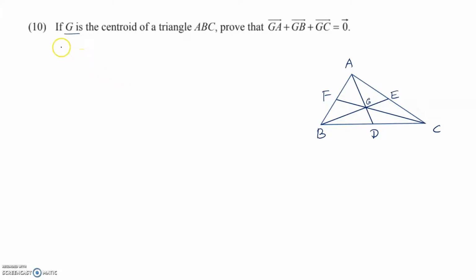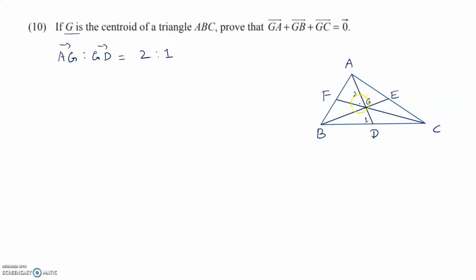Now we can say that further, if this is the centroid, then the ratio at which it divides this median will be 2:1. So we can say that the ratio of AG and GD can be written as 2:1.